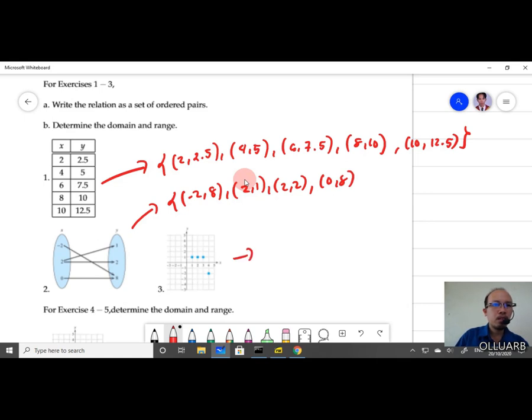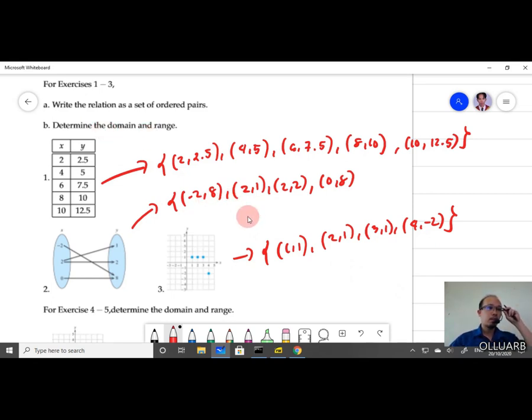For number 3, this is 1, 2, 3, 4, so (1, 1), (2, 1), (3, 1), and (4, -2). Okay, so that's how you are going to answer exercise number 1 up to 3. And this is letter A. Okay, this is letter A. I'm sorry.